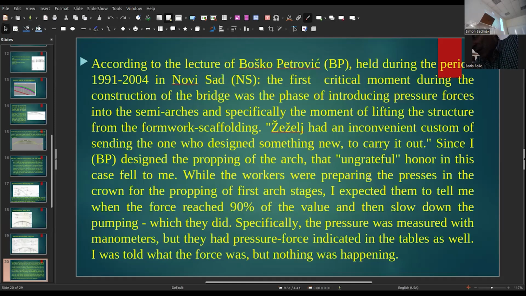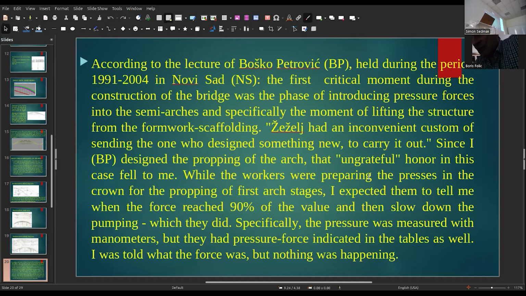Žeželj had an inconvenient custom of sending the one who designed something new to carry it out. Since BP designed the propping of the arch, that ungrateful honor in this case fell to me. While the workers were preparing the press in the crown for propping the first arch stage, I said: tell me when the force reaches 99% of the value, then slow down the pumping, which they did.